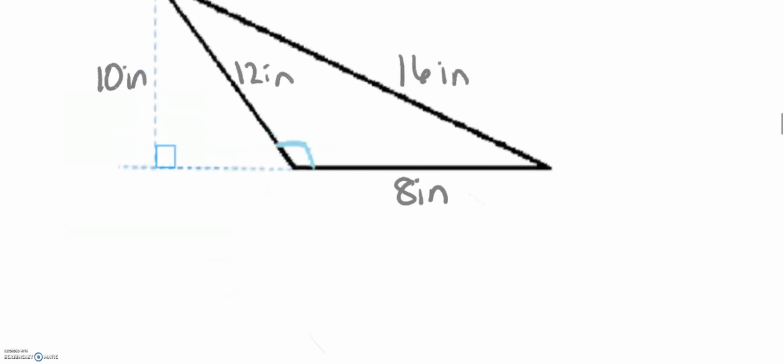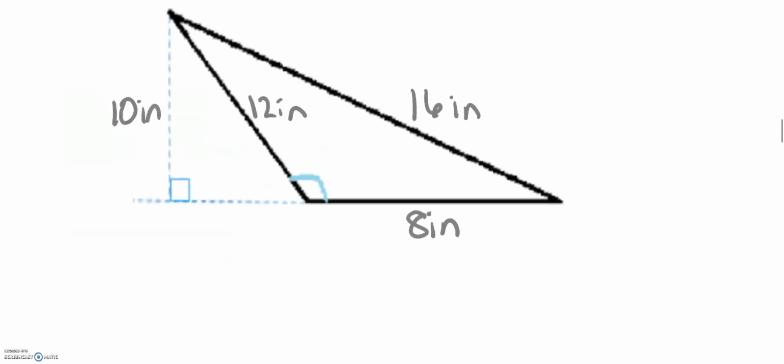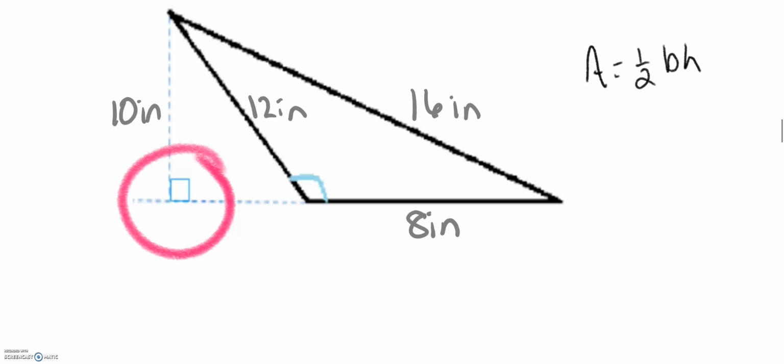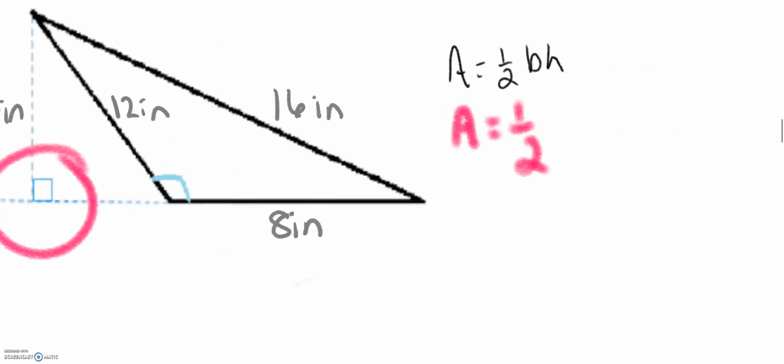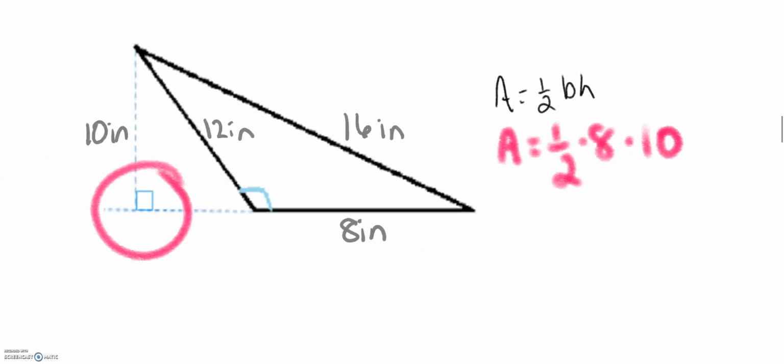Let's look at this next example. Try that and see how you do. Area is 1/2 base times height. So where do you see a right angle? That is a right angle. This little blue one here, that's an obtuse angle. That's not a right angle. So what would be our base and height? 8 and 10 form the right angle. So we'd multiply 1/2 times 8 times 10, which is 40 inches squared for the area.